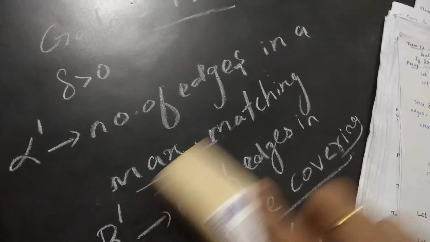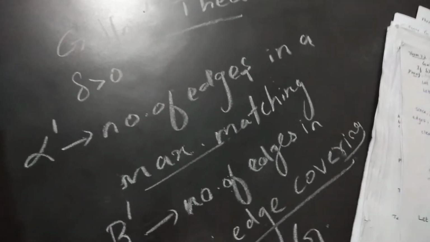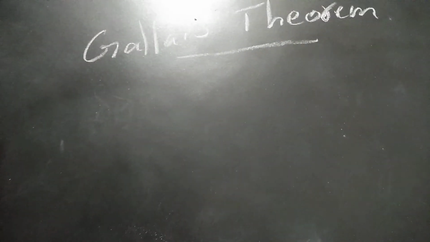Let me erase it and I am going to explain maximum matching now. I won't give a proper explanation of maximum matching here because I already explained all those things. You can see those videos on my graph theory playlist. Go and check it out. Here I will be explaining only something that is very important in the proof of Gallai's theorem. Is that clear? Okay, listen. We are talking about maximum matching.